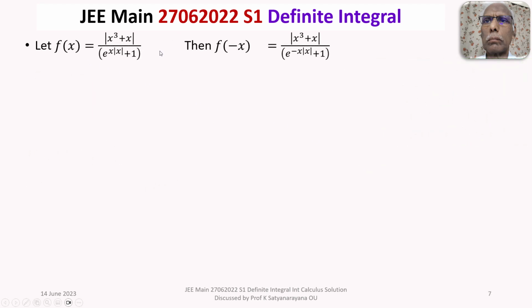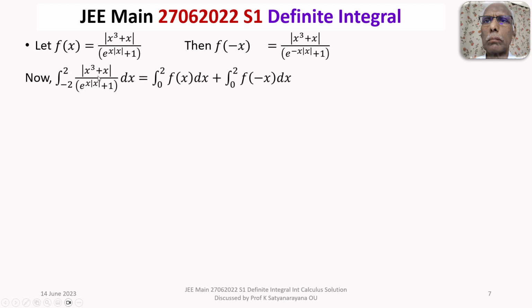We have f(x), and f(-x) we have already evaluated. Now the integral from -2 to 2 of f(x) dx is equal to the integral from 0 to 2 of f(x) dx plus the integral from 0 to 2 of f(-x) dx. We have already seen this one. This is equal to the integral from 0 to 2 of f(x), that is, |x³ + x| / (e^x |x| + 1) with respect to x.